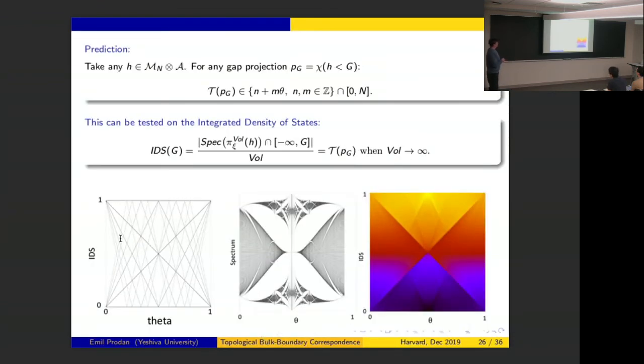So, if you take any H, any Hamiltonian, for any gap projection that you see, the trace of this gap projection must take this quantized value. So it's always n plus m theta, and these are the labels, the gap labels. And we can probe this by just computing the integrated density of states. So you take a finite volume approximation representation of this Hamiltonian, you count how many eigenvalues are there below some energy divided by the volume, and if you take this volume to infinity, this quantity is the same as this quantity.